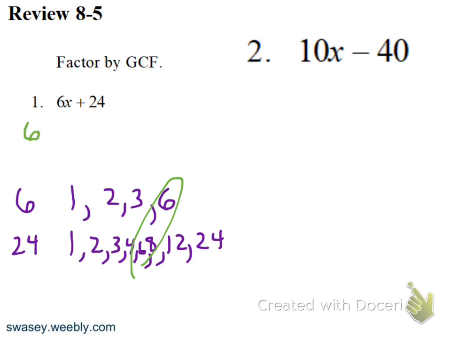So we're going to divide the 6 out of this. They don't have any variables in common, so we'll do 6x divided by 6, and that'll leave you with just x. And then you'll do positive 24 divided by 6, and that leaves you with 4.